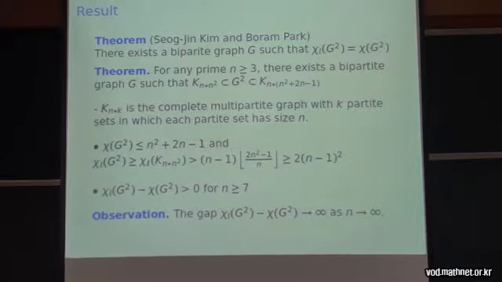Wait, so this first line should be not equal, right? Oh, right. Otherwise, both are true. So we discovered there's a bipartite graph whose square is not chromatic-choosable.